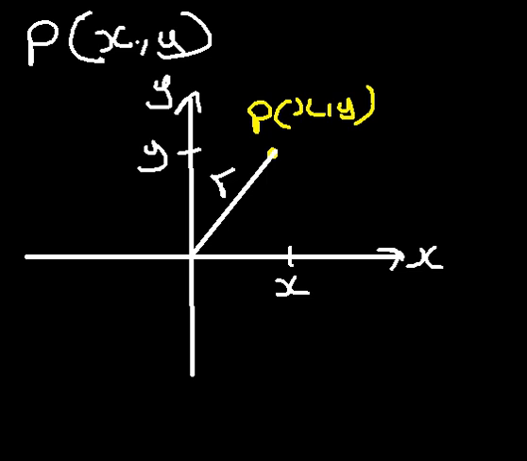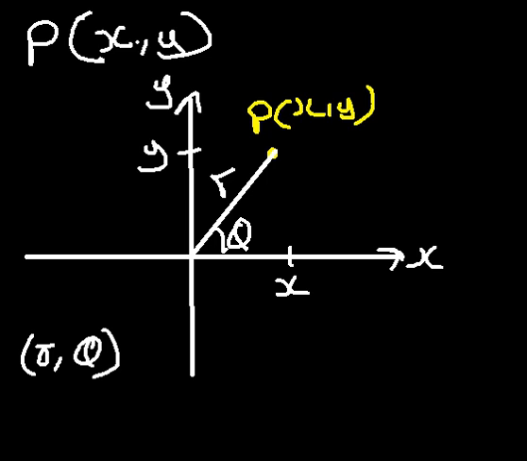Now, what is the angle that the distance r makes with respect to the x-axis? Let's say it is given as the angle theta. So, the point P can be presented in polar coordinates in this form: r, theta. Theta is the angle that the line r makes with respect to the x-axis, where r is the distance from the origin to the point P. So keep that in mind.